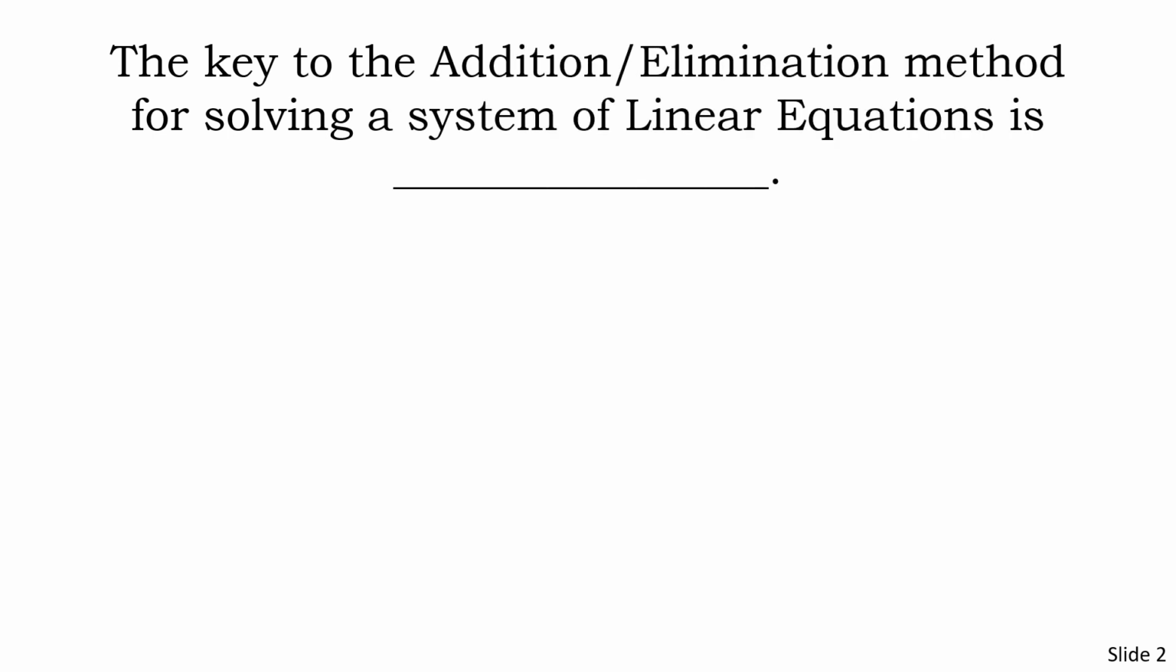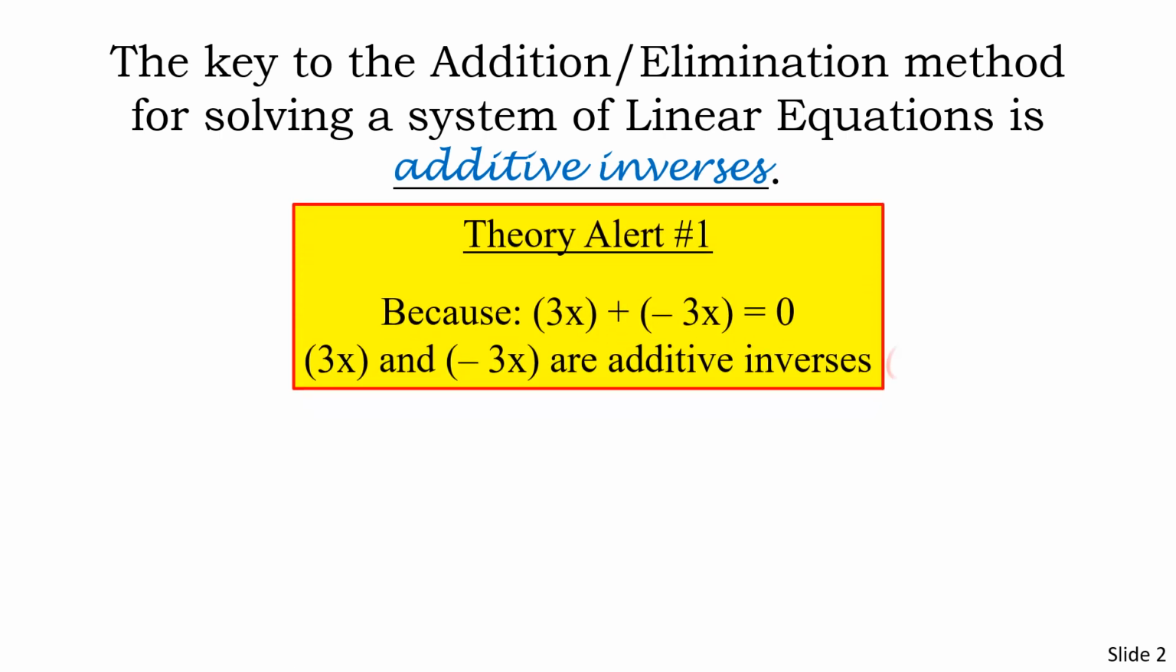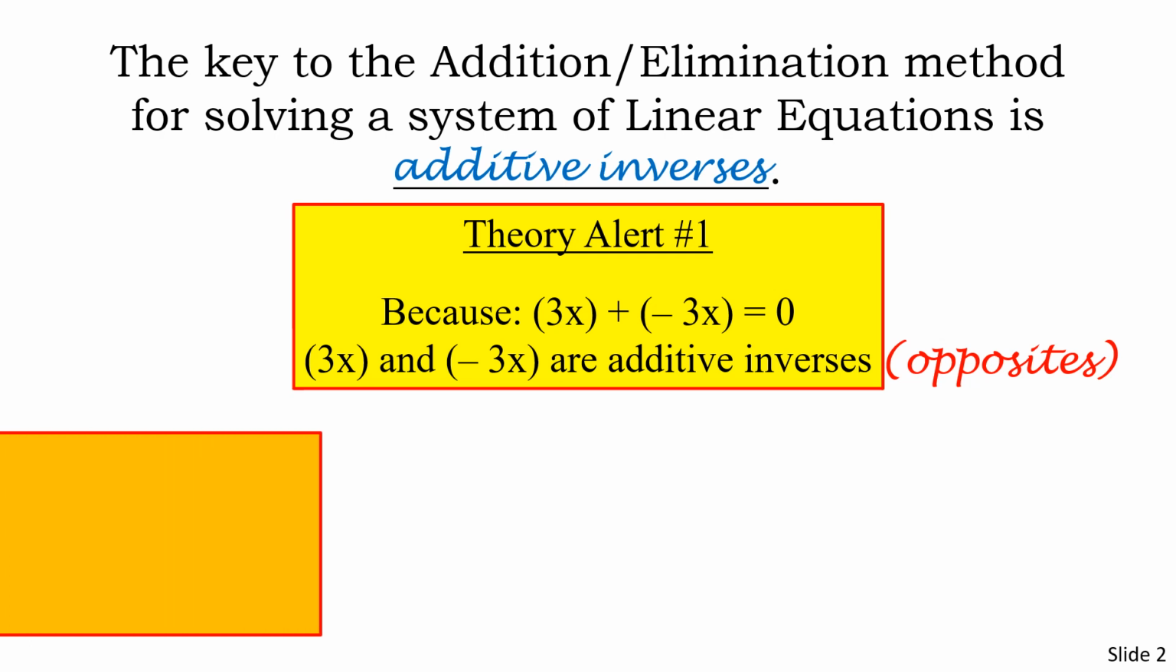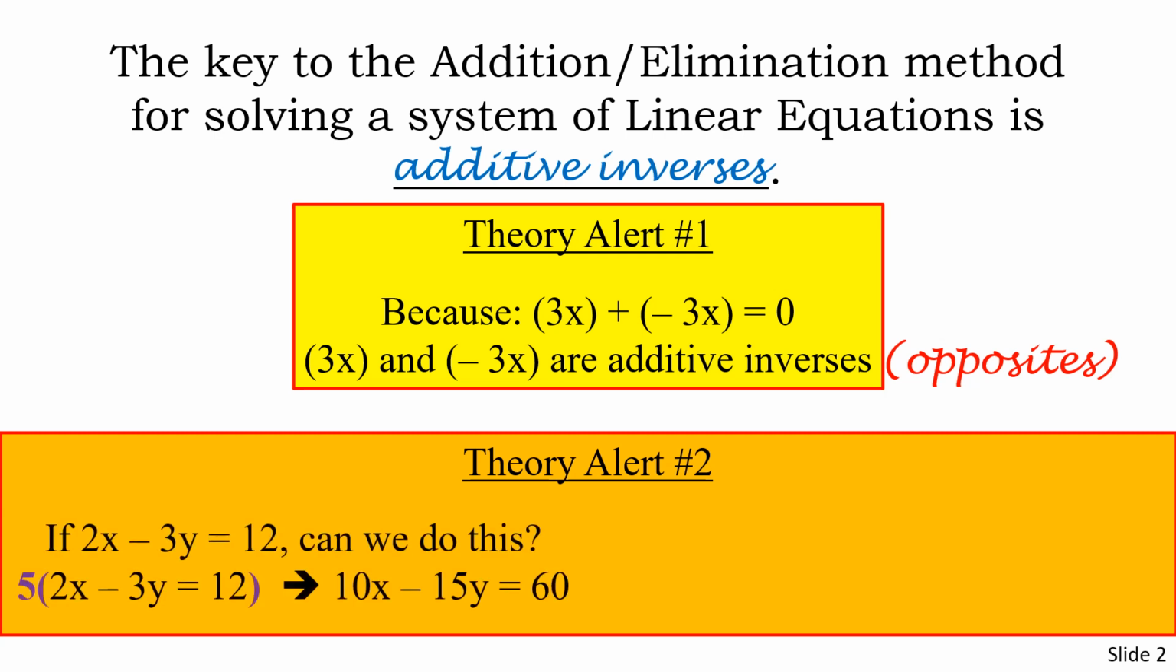The key to the addition-elimination method for solving a system of linear equations is, anybody know? Additive inverses or opposites. Well, that's because 3x plus negative 3x is 0, and those are additive inverses or opposites. And you can also multiply an entire equation by a common factor. So these are the two pieces of theory we'll need for this.